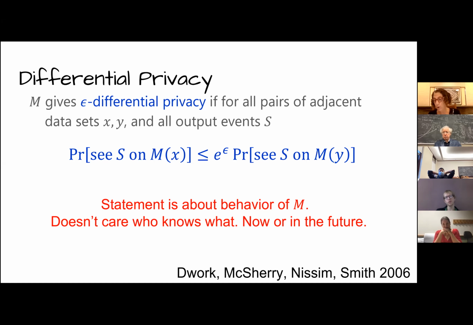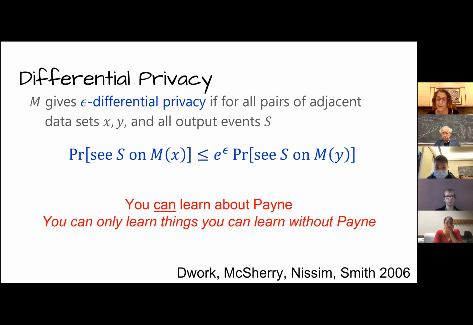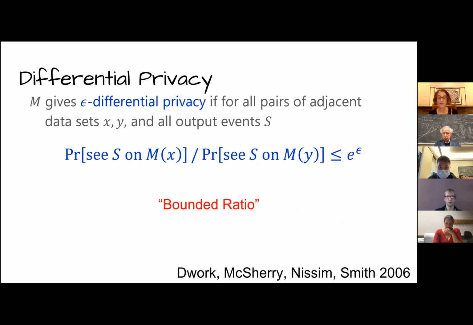It doesn't care who knows what. It doesn't care what the analyst knows, what other things the analyst may know about Pain by looking at Pain's website and Twitter feed and all these sorts of things. And differential privacy is future-proof. From all external sources of information, there is nothing that the adversary can find out that will allow her ex post facto to determine whether the algorithm was operating on X or on Y. So you can learn things about Pain under differential privacy, but you can only learn things that you could have learned without Pain. In other words, you only get to learn things about the population as a whole.